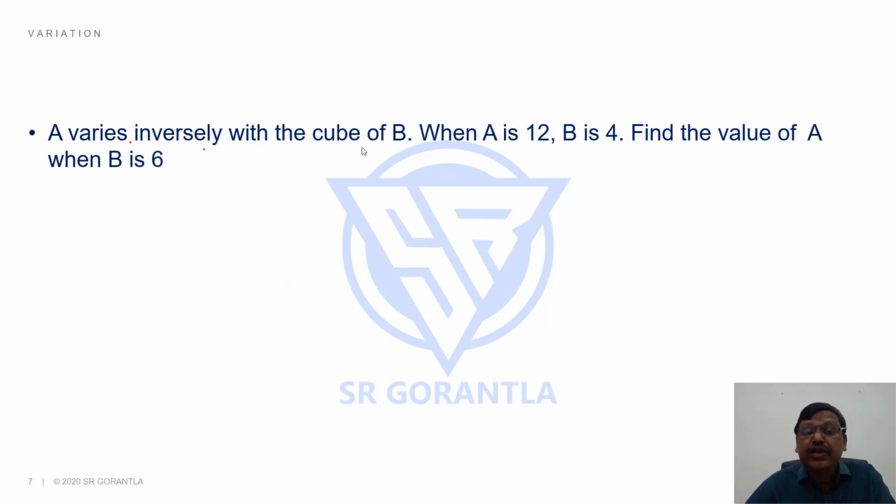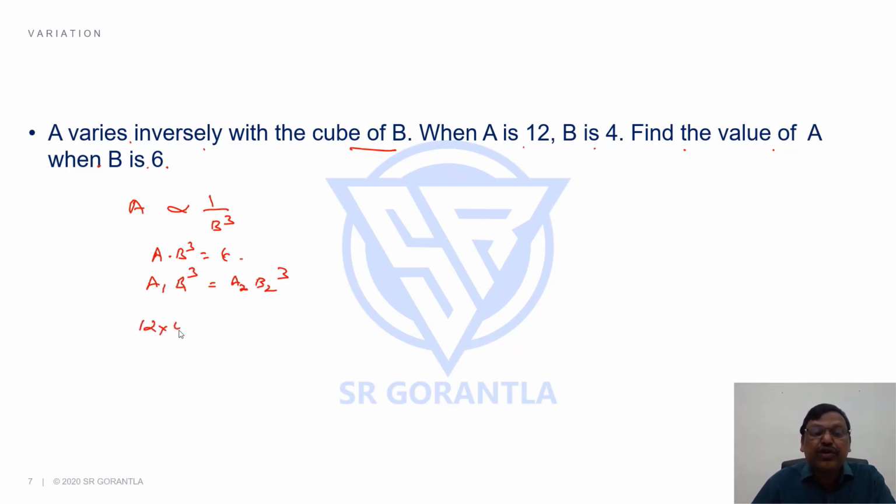A varies inversely with the cube of B. When A is 12, B is 4. Find the value of A when B is 6. A varies inversely means 1 by the cube of B, B cube. Inverse variation means product is constant, means A into B cube has to be constant. That means first time AB cube value, second time AB cube value should be same. Now here when A is 12, B is 4 means you can write 4 cube. Second time I have to find A when B is 6 means 6 cube.